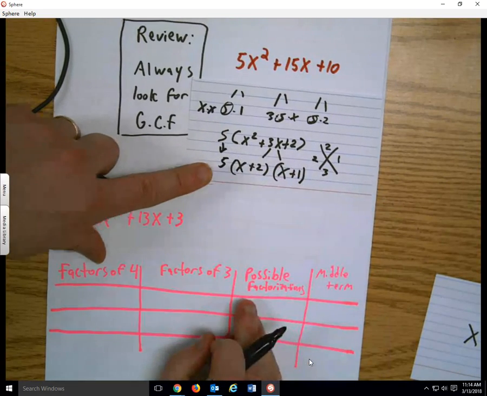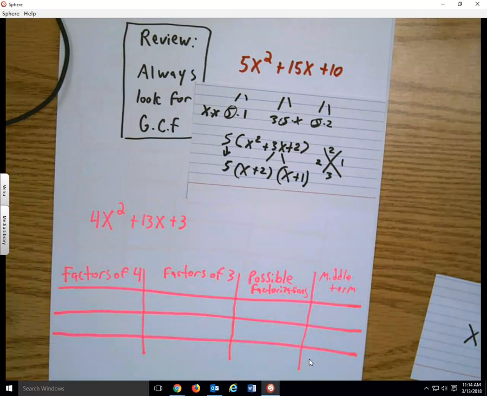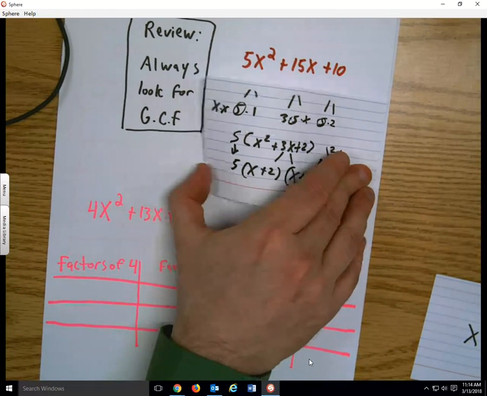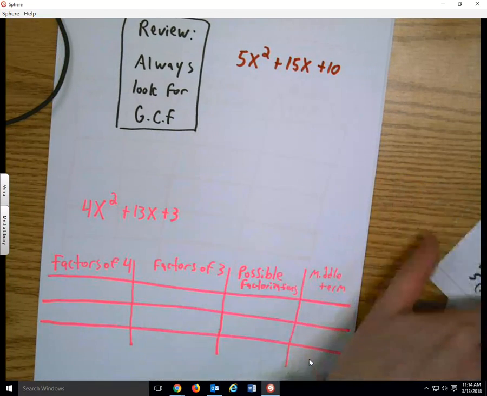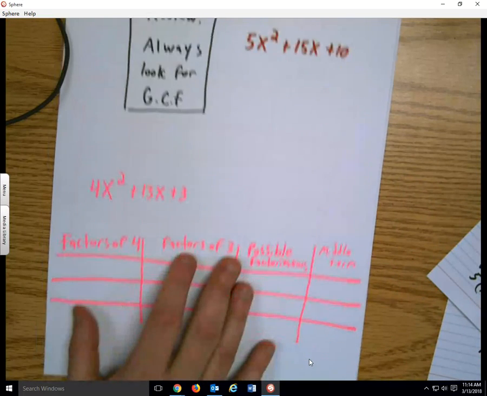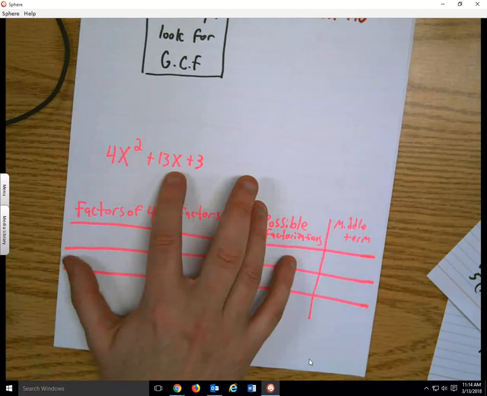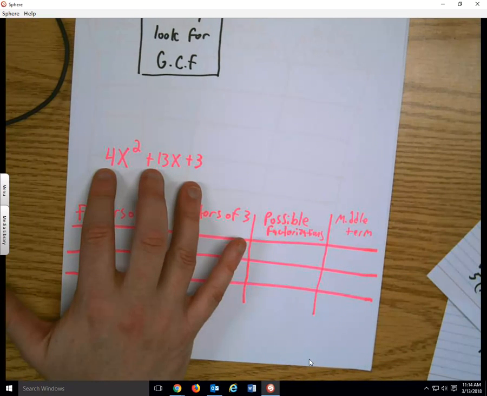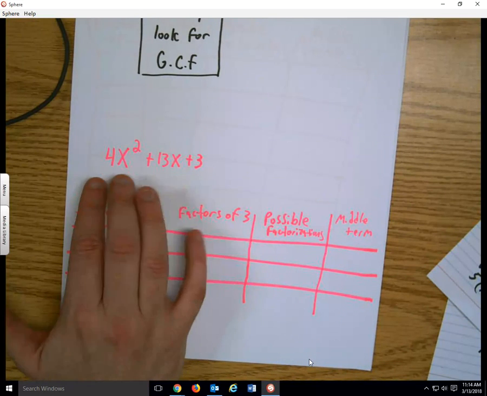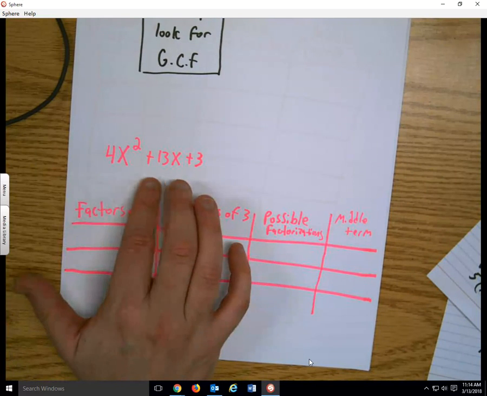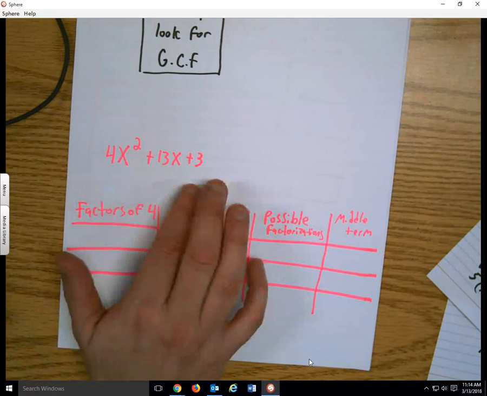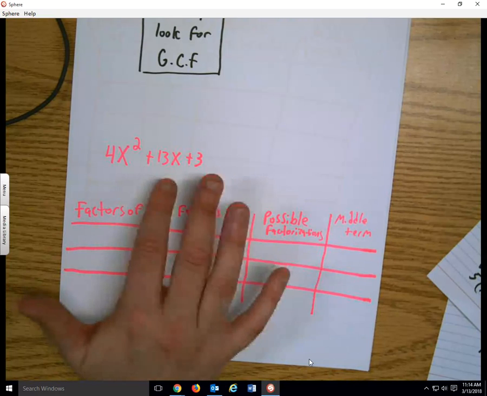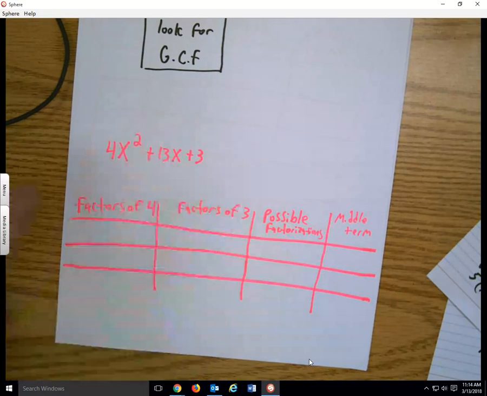Now this is just a review of the idea of the greatest common factor. But sometimes trinomials don't have a greatest common factor. Let's look at this next example. We have a 4x squared plus 13x plus 3. In this case, if you were to break it down to its prime factorizations, 2 times 2, 13 times 1, there's nothing in common there. 3 times 1, these have nothing in common other than a 1. So you can't really factor anything out.